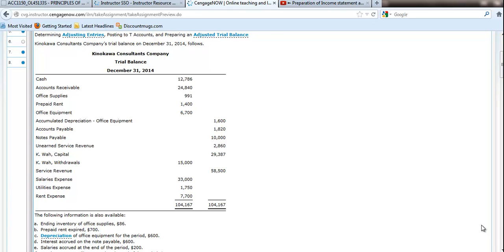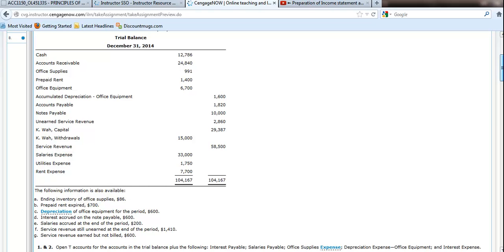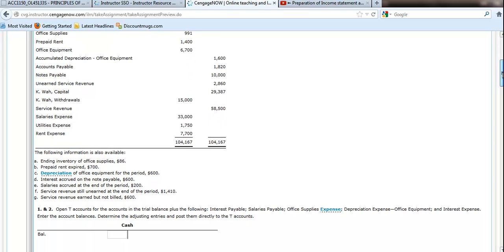For this example, we're going to be looking at and determining adjusting entries, posting those to the T accounts, and then preparing an adjusted trial balance. So we have our trial balance here. The trial balance represents the balance in all of our accounts before any adjustments are made. And then we have A through G here that tells us what has happened.